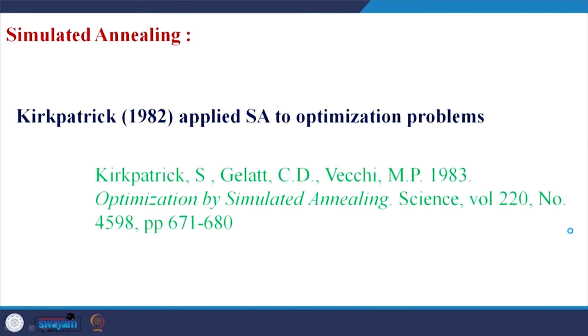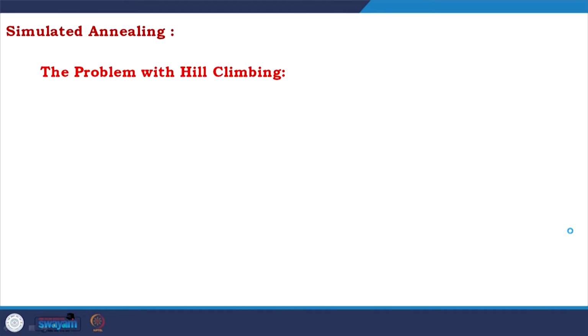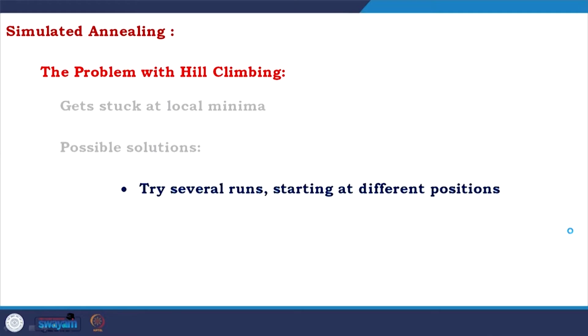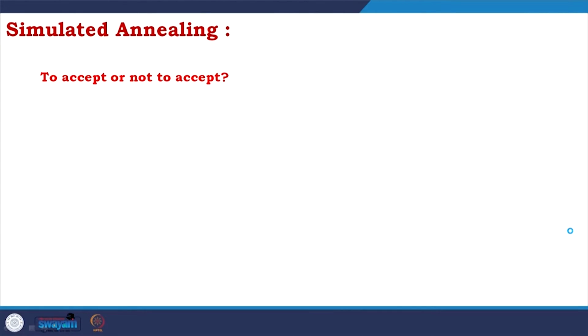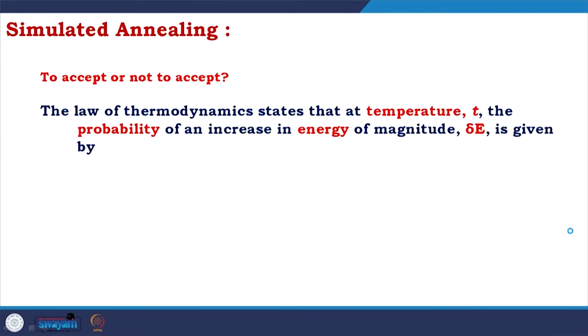Kirkpatrick in 1982 applied simulated annealing to optimization problems. The paper is given here, it is published in Science. So, this is for your reference, you could check it. So, what is the problem of hill climbing? It gets stuck at local minima, which we talked about. Possible solutions: try several runs starting at different positions, increase the size of the neighborhood, but then you have to choose the factor to accept or not to accept.